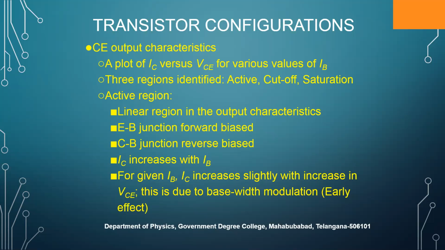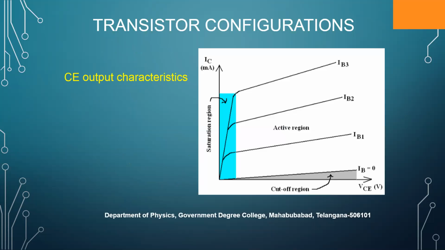For the transistor to work in active region, the emitter base junction should be forward biased and collector base junction should be reverse biased. IC increases with IB. For a given IB, IC increases slightly with increase in VCE. This is due to base width modulation called early effect. This diagram shows the output characteristics of common emitter configuration transistor.